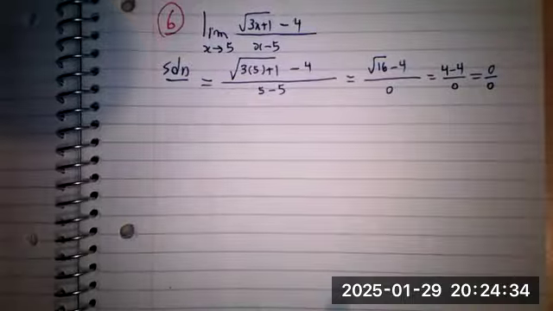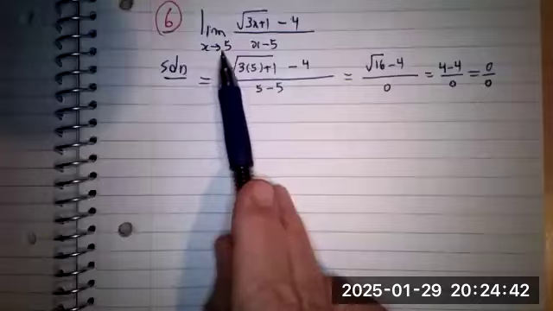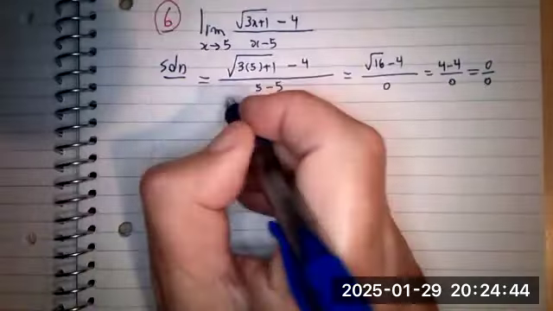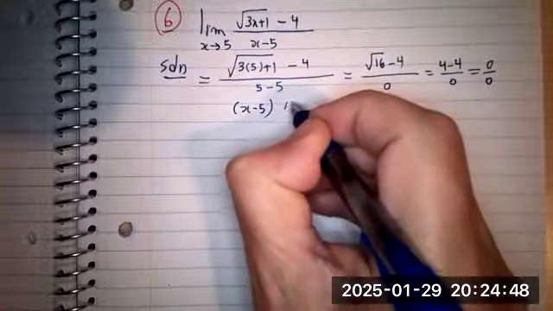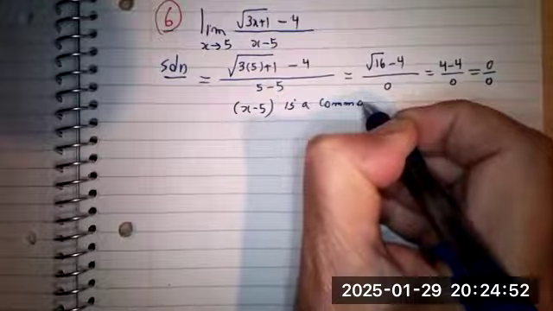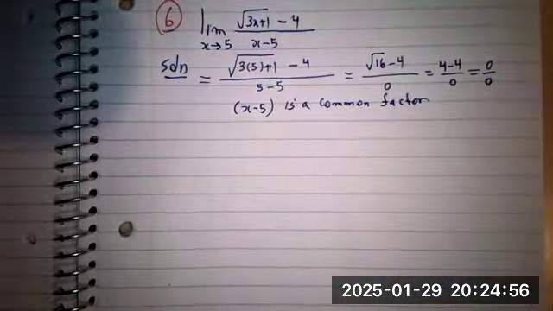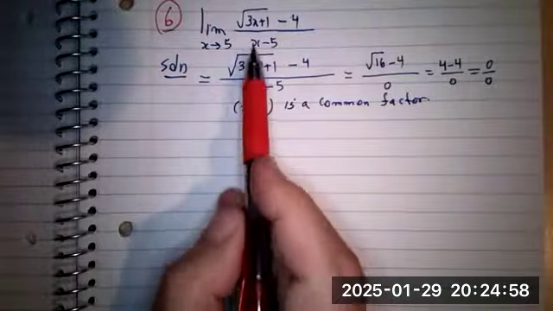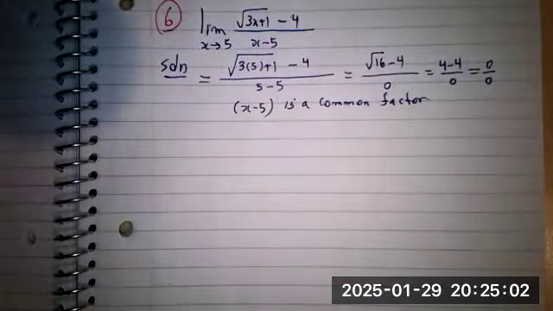Again, what's the message? X minus 5 is a common factor. That's it. You see, we have a common factor. Since x goes to 5, so x minus 5. It's good for you to write it down so you know what you're looking for. X minus 5 is a common factor. Now, we have it down here, so we have to create it on the top to be able to eliminate it.